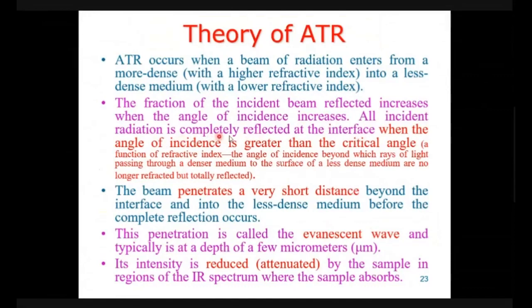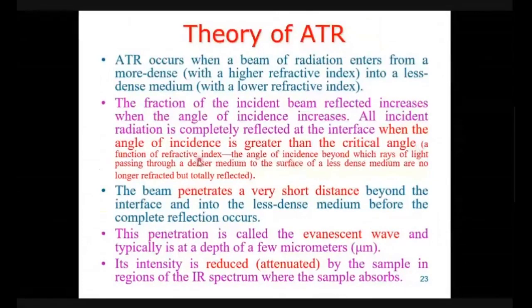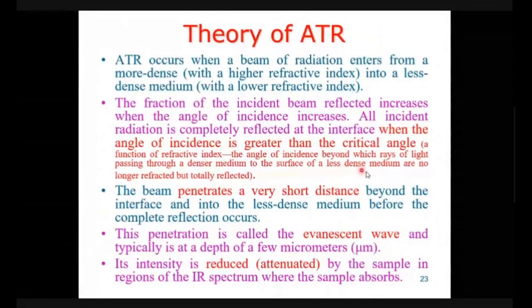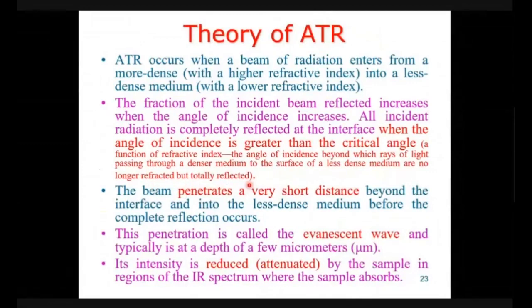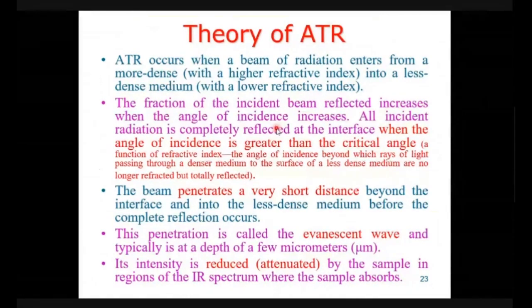All incident radiation is completely reflected at the interface when the angle of incidence is greater than the critical angle. What is critical angle? It is a function of the refractive index, the angle of incidence beyond which rays of light passing through a denser medium to the surface of a less dense medium are no longer refracted but totally reflected. If you go on increasing this angle, there will be one point where the light will not get refracted, it will simply get totally reflected.